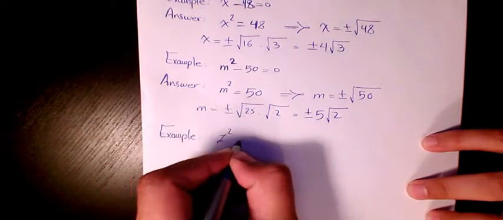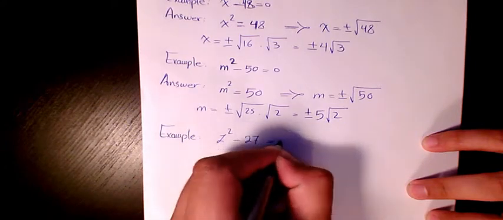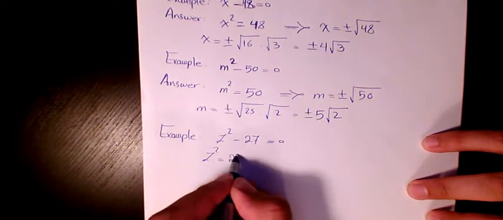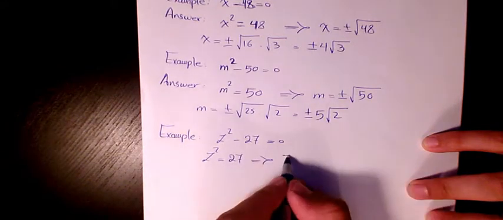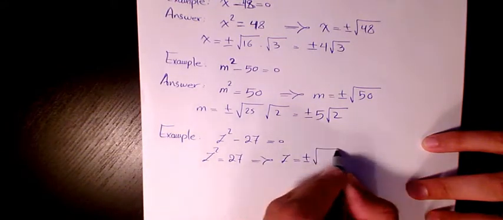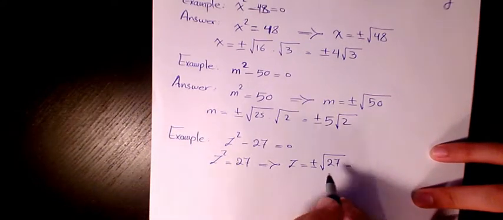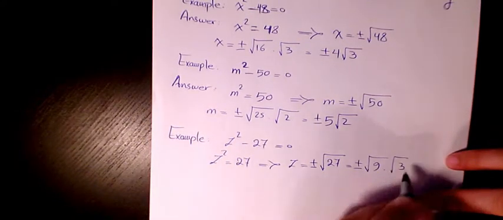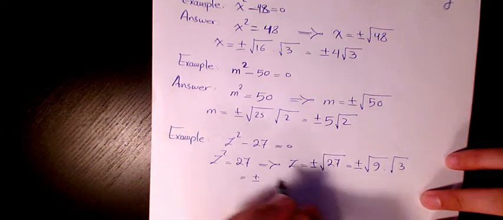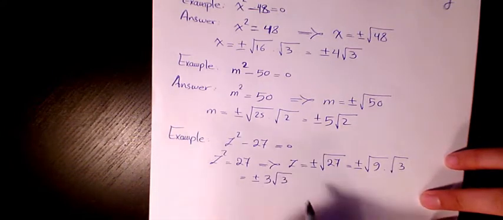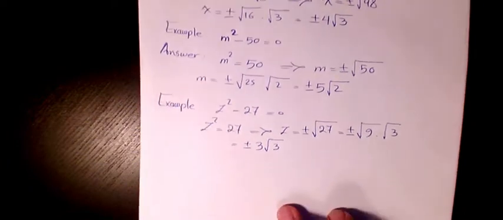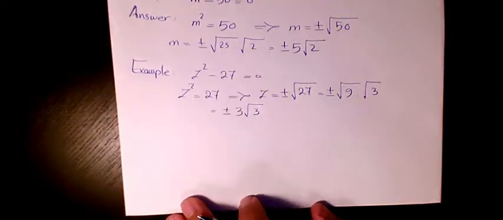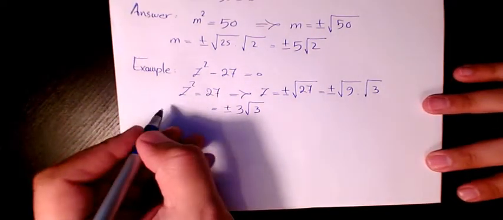Next example. z squared minus 27 equals 0. Again, z squared will be equal to 27. Then z will be plus or minus the square root of 27. And 27 is 9 times 3. So square root of 9 times square root of 3. That will be plus or minus 3 root 3.